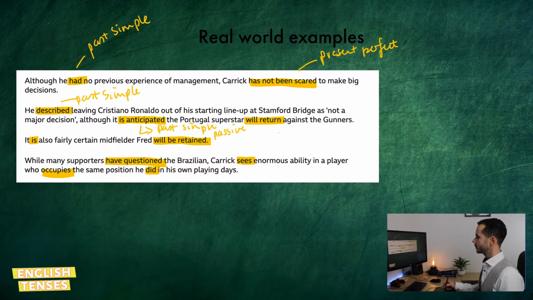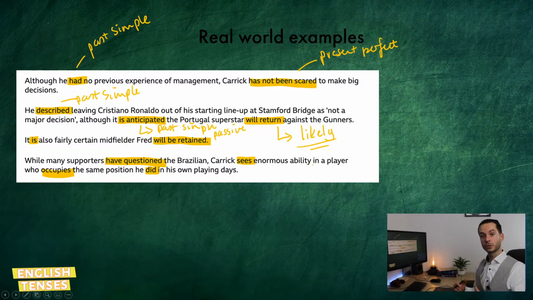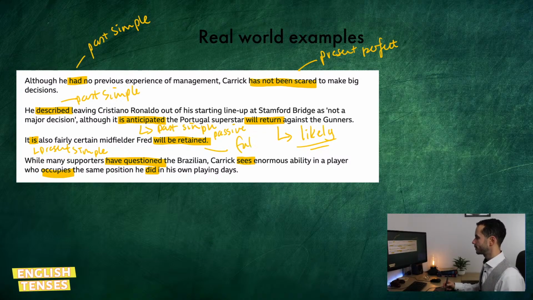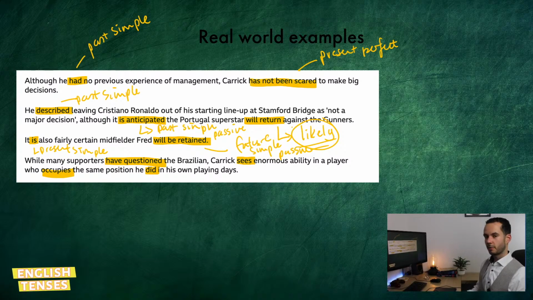Will return, this is likely to happen. It could happen, it's not very sure, it's not certain. Hence the word anticipated. Is present simple. And the same is here, will be retained is future simple passive. And that's related to the same idea, right? We're not very certain that it will happen, but it is likely to happen, so we use future simple.